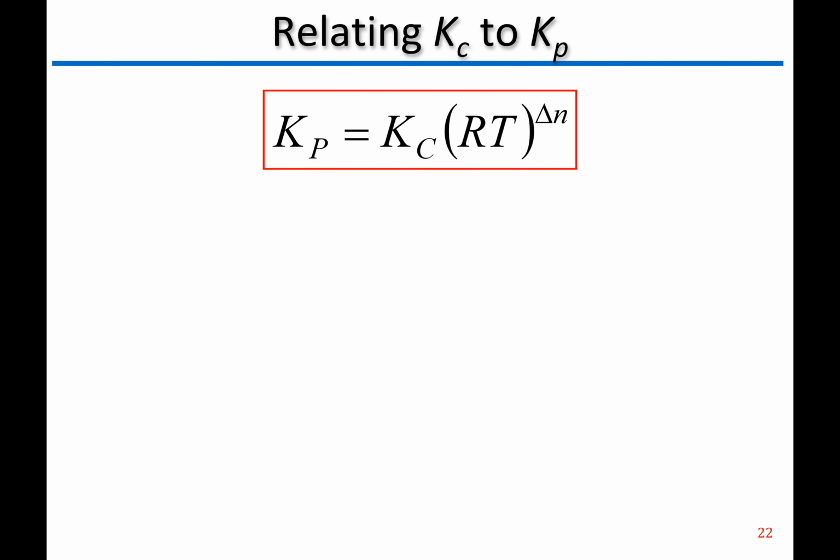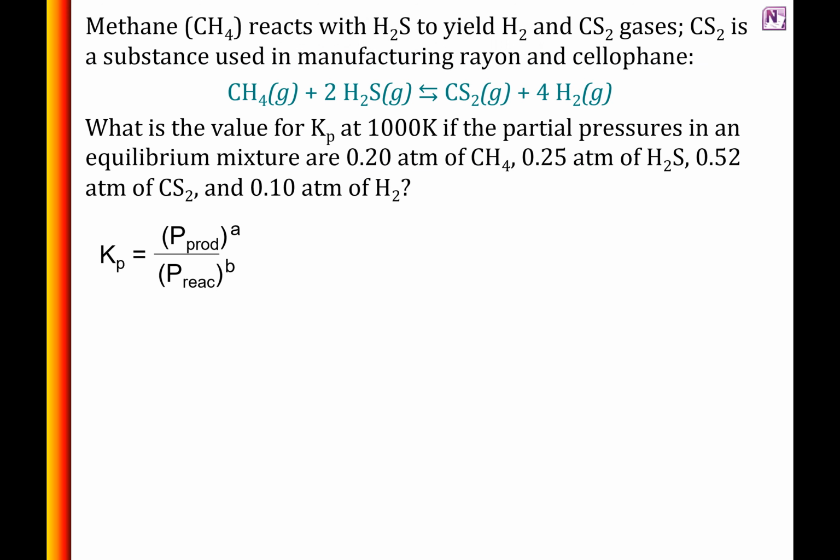So suppose we wanted to relate Kc to Kp. We can use the equation Kp is equal to Kc times RT raised to the delta N. This should look familiar. This should look very similar to your ideal gas law.